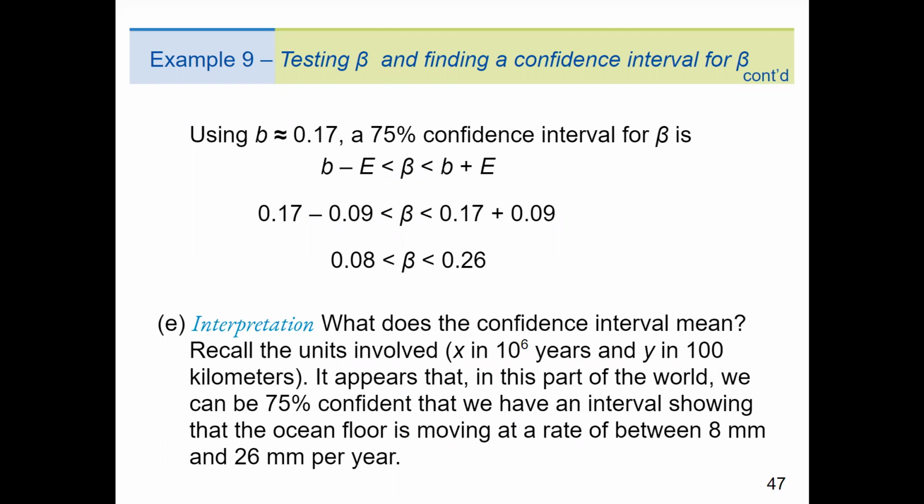Using b equal to 0.17, a 75% confidence interval for beta is between 0.08 and 0.26. For the interpretation, recall that the units involved are x in 10 to the 6 years and y in 100 kilometers. It appears that in this part of the world, we can be 75% confident that we have an interval showing that the ocean floor is moving at a rate of between 8 millimeters and 26 millimeters per year.